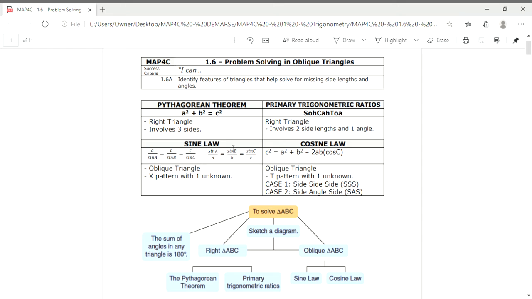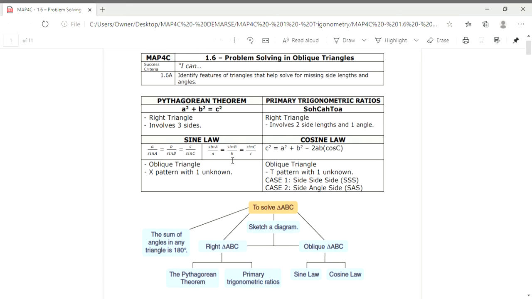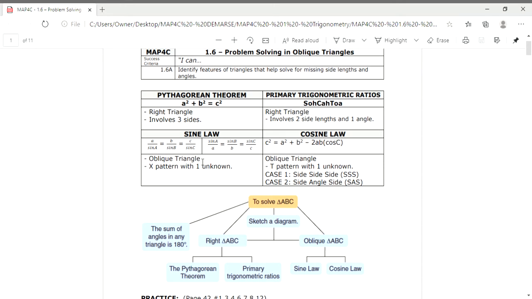More recently, we looked at two laws for oblique triangles, the sine law and the cosine law. Both are used to solve for side lengths and angles in a non-right angle triangle, or an oblique triangle. Now, sine law is used when you have a matching side and angle combination, such as in your diagram you have both side A and angle A, or both side B and angle B, or both side C and angle C. And drawing the connecting patterns can shape an X symbol within your triangle, an X pattern with one unknown.